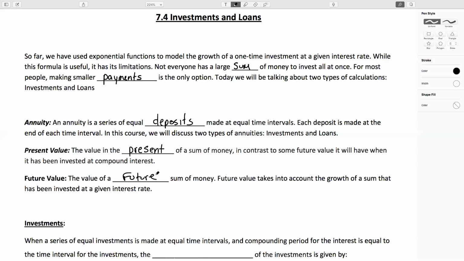So there's a fine detail that separates future and present value, and that detail is the growth of your money over time. Without interest, there will be no change, but assuming there is interest, there's a difference between what your money is worth now and what your money is worth later. That's the difference between present and future value.